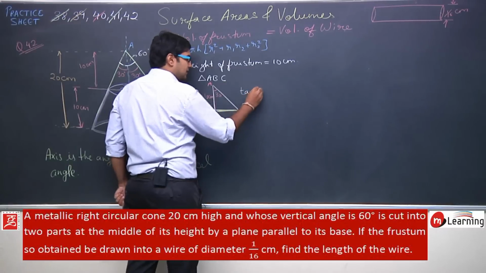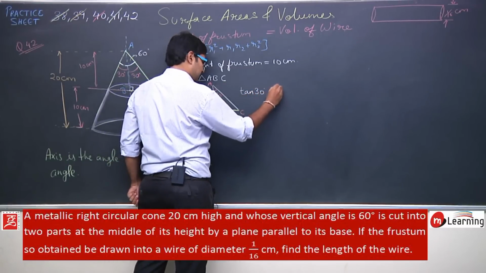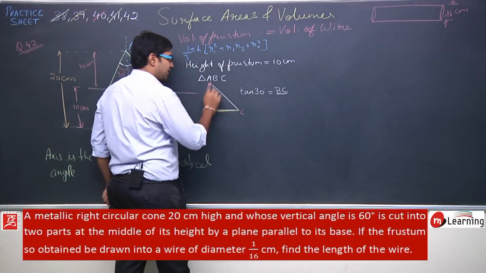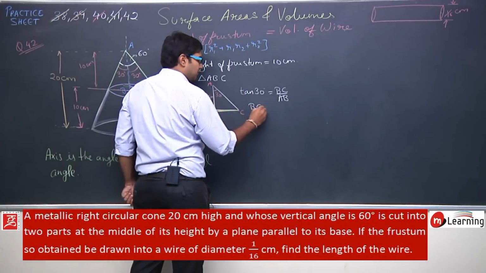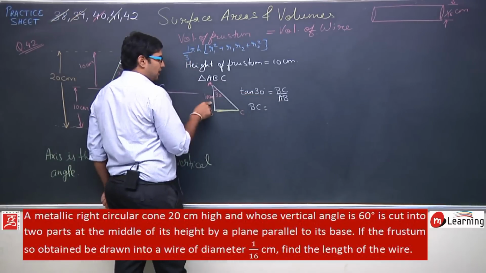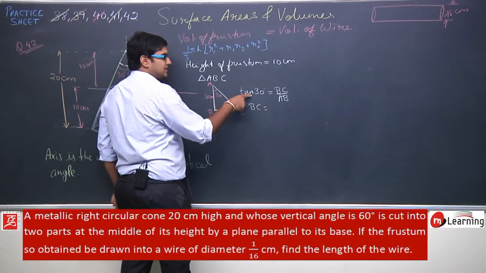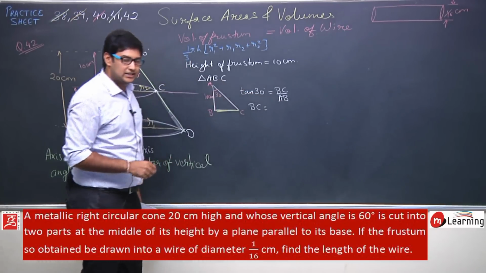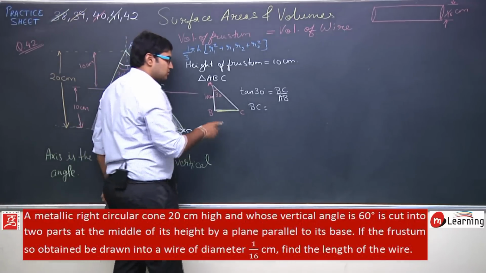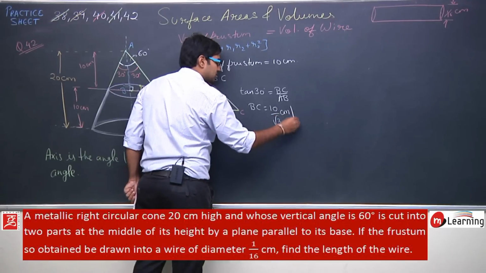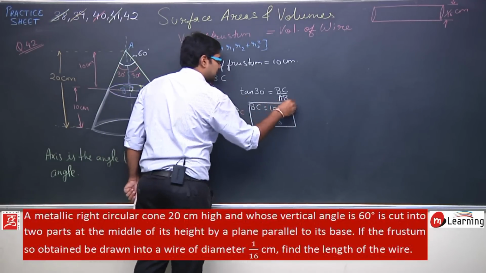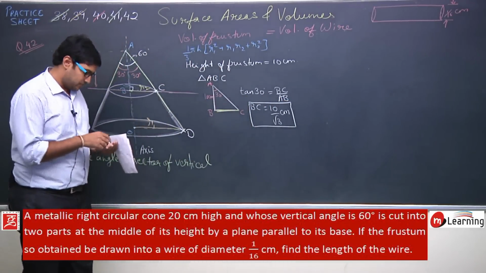So tan of angle 30 degrees is equal to BC, that is perpendicular, upon AB as base. So BC is equal to tan 30 into AB. AB is 10 and tan 30 degrees is 1/√3. So the length of BC is 10/√3 centimeters. This condition I have.